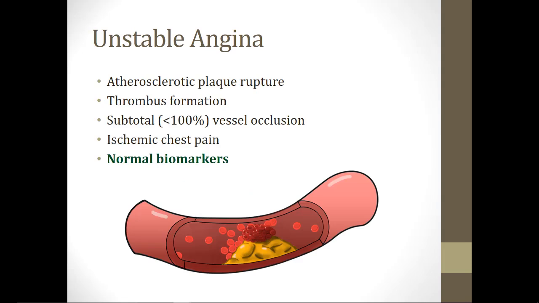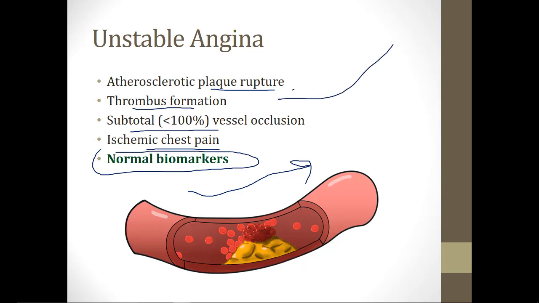Now let's talk about unstable angina, which is a very similar clinical syndrome to NSTEMI. In unstable angina, just like in NSTEMI, there is plaque rupture with thrombus formation and subtotal vessel occlusion. So there's some blood flow beyond the occlusion to the myocardium. This causes ischemic chest pain, and then what differentiates unstable angina from NSTEMI is that in unstable angina, there are normal biomarkers. If you have all of these features and the troponin or CKMB are elevated, then you have NSTEMI. If you have all these features, but the biomarkers are normal, then you call it unstable angina. But at the blood vessel level, what's happening is the same process, plaque rupture and thrombus formation.